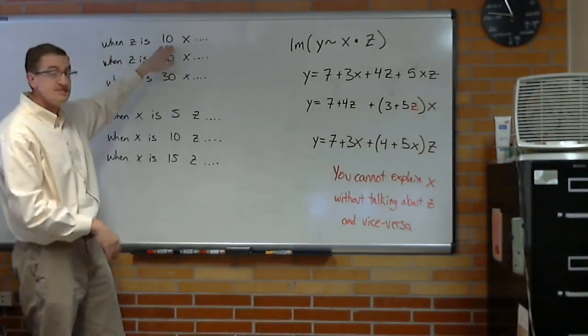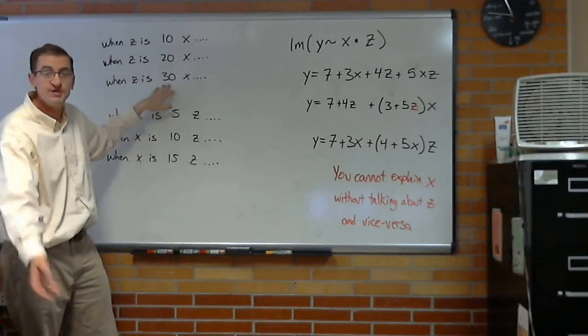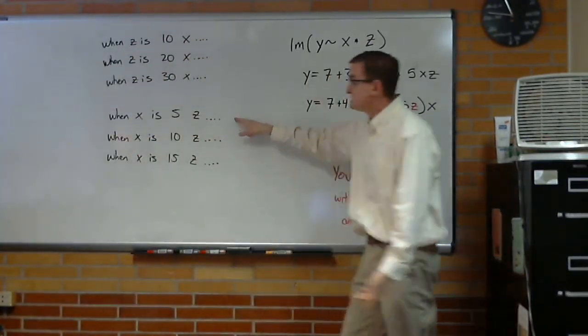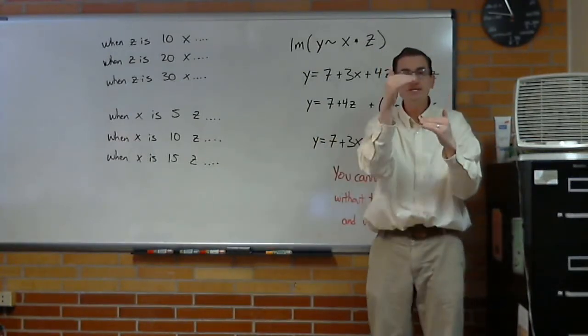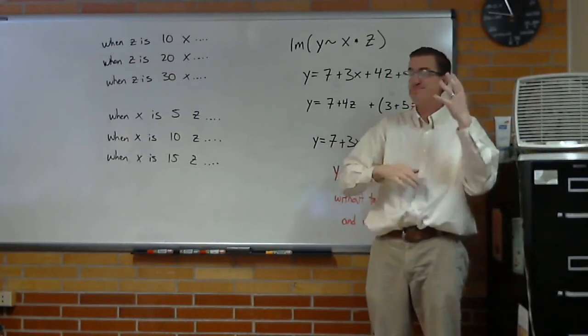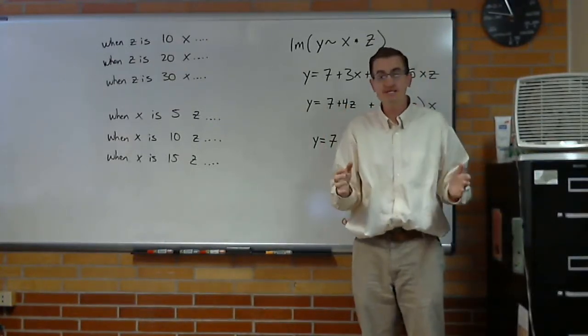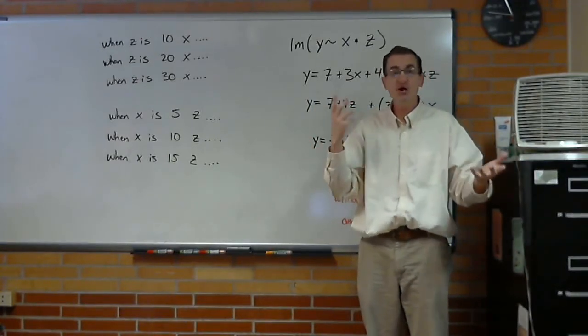And so what we're going to do is talk about the effect of X at various levels of Z. So when Z is 10, X does this. When Z is 20, here's the effect of X. When Z is 30, here's how X predicts Y. And then vice versa. When X is 5, here's what Z is doing, when X is 10 and 15. And so we're going to pick some levels to help explain what's happening at the Z and X values. And then when we're done, we'll be able to have a couple sentences. Here's, in general, what the effect of X and Z are doing.